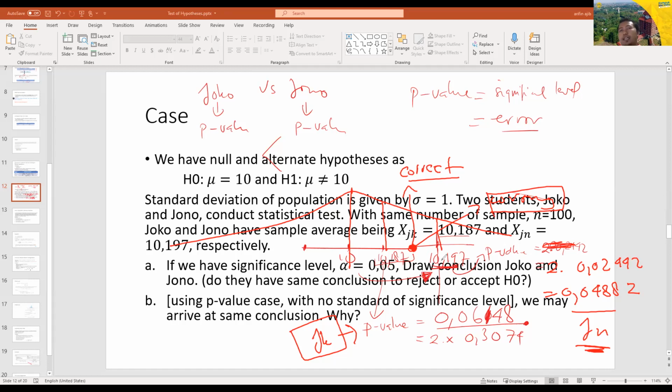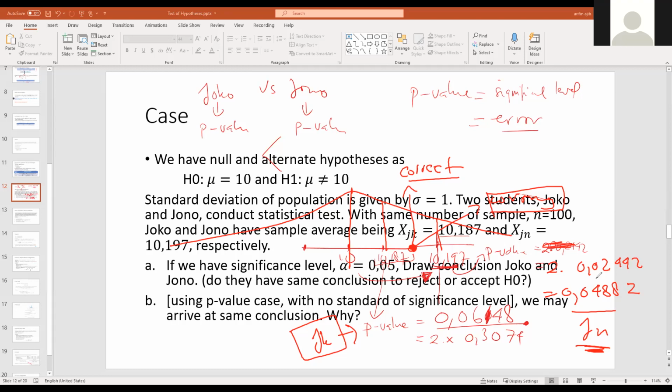So that's why a smaller p-value is better. We use a smaller p-value, so the chance for us to get the correct value is bigger than when we have a bigger p-value.